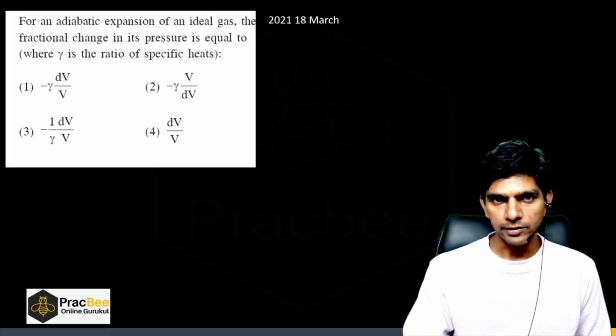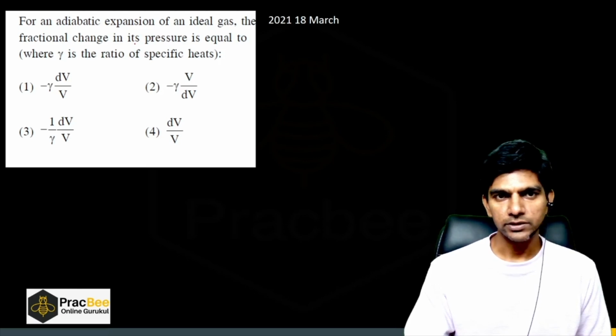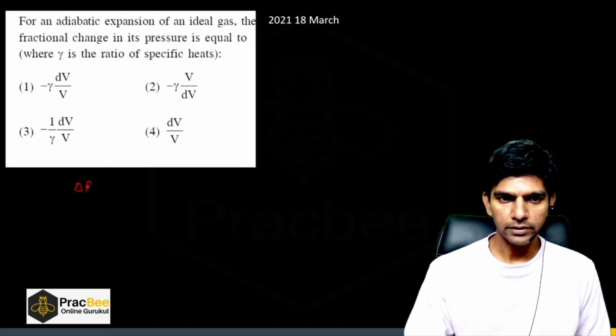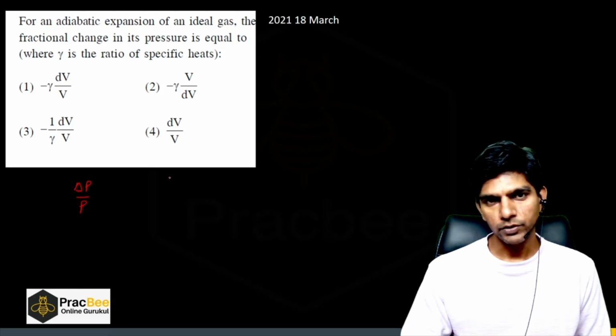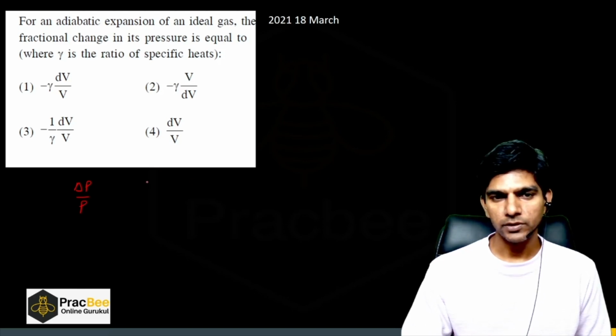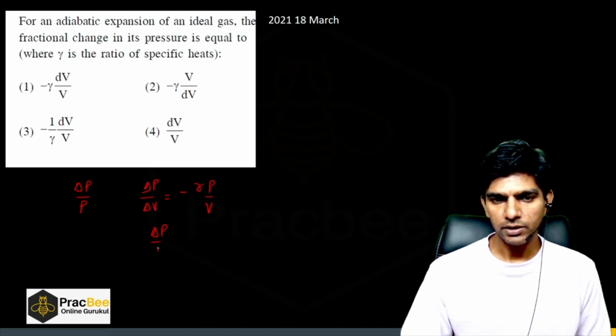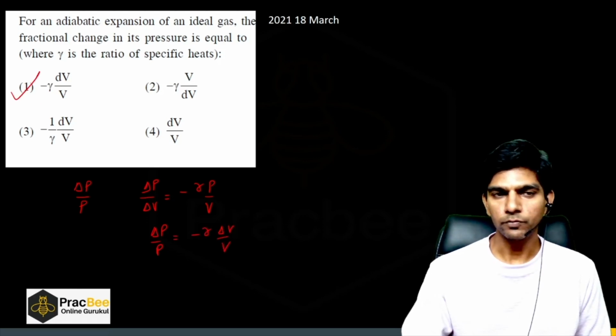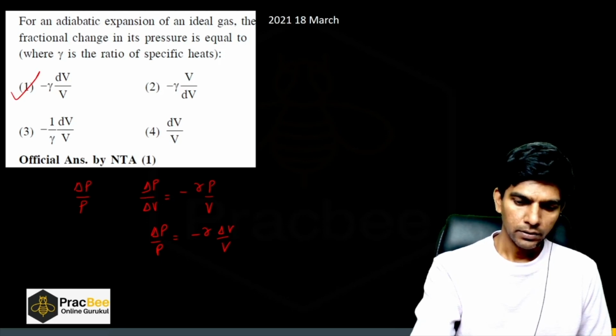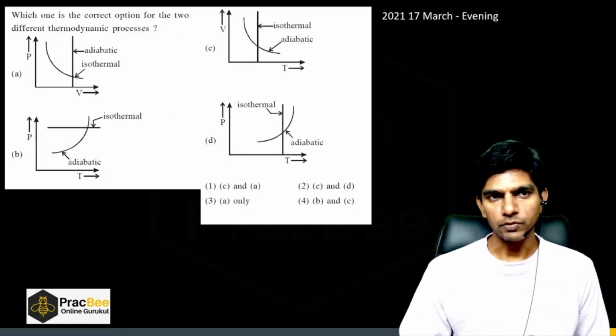For an adiabatic expansion of an ideal gas, the fractional change in its pressure is equal to what? So basically we have to find delta P by P. And we know that in an adiabatic process, the slope, which is delta P by delta V, is given as minus gamma P by V, right? So if I rearrange the terms, I can say delta P by P is equal to minus gamma delta V by V. So option 1 is the right answer. Okay, so let us see one more question.